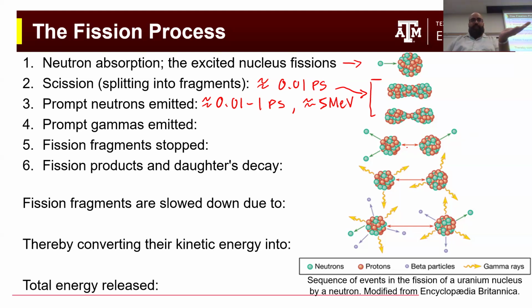Pretty much almost immediately after the fission process, you get prompt neutrons, but you also get prompt gammas that come out. Those happen about on the same time scale as the prompt neutrons, so like 0.01 to 1 picoseconds, and they contain about 7 MeV of energy, which is kind of interesting, that the gammas actually run away with more energy than the neutrons do.